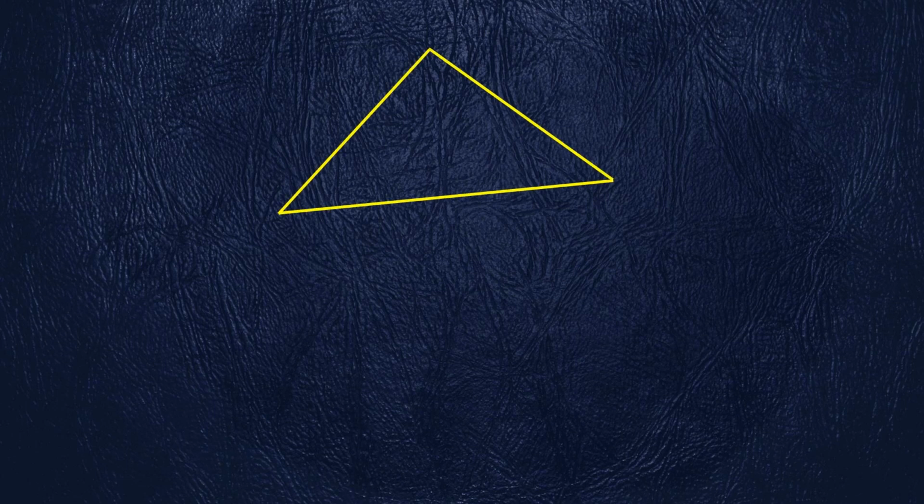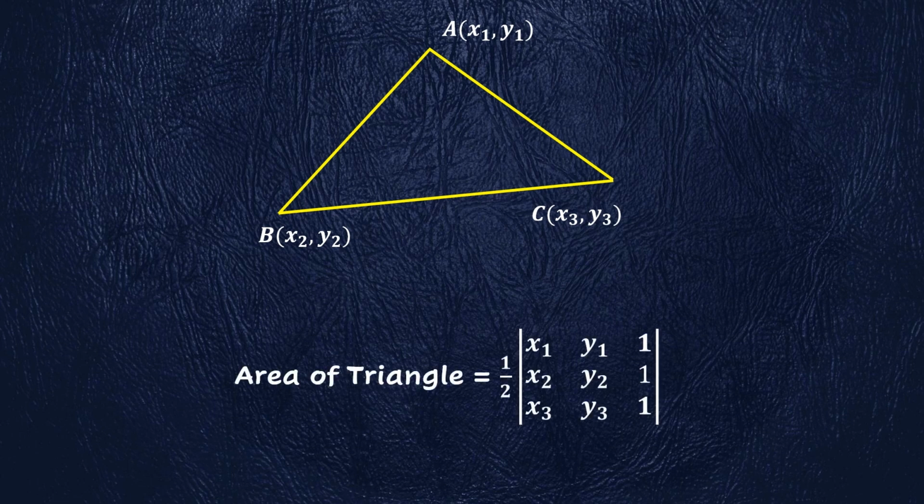A triangle ABC with vertices (x1, y1), (x2, y2) and (x3, y3). Then the area of the triangle, as we know, is equal to 1 by 2 into this 3 by 3 determinant: x1, y1, 1; x2, y2, 1; x3, y3, 1.